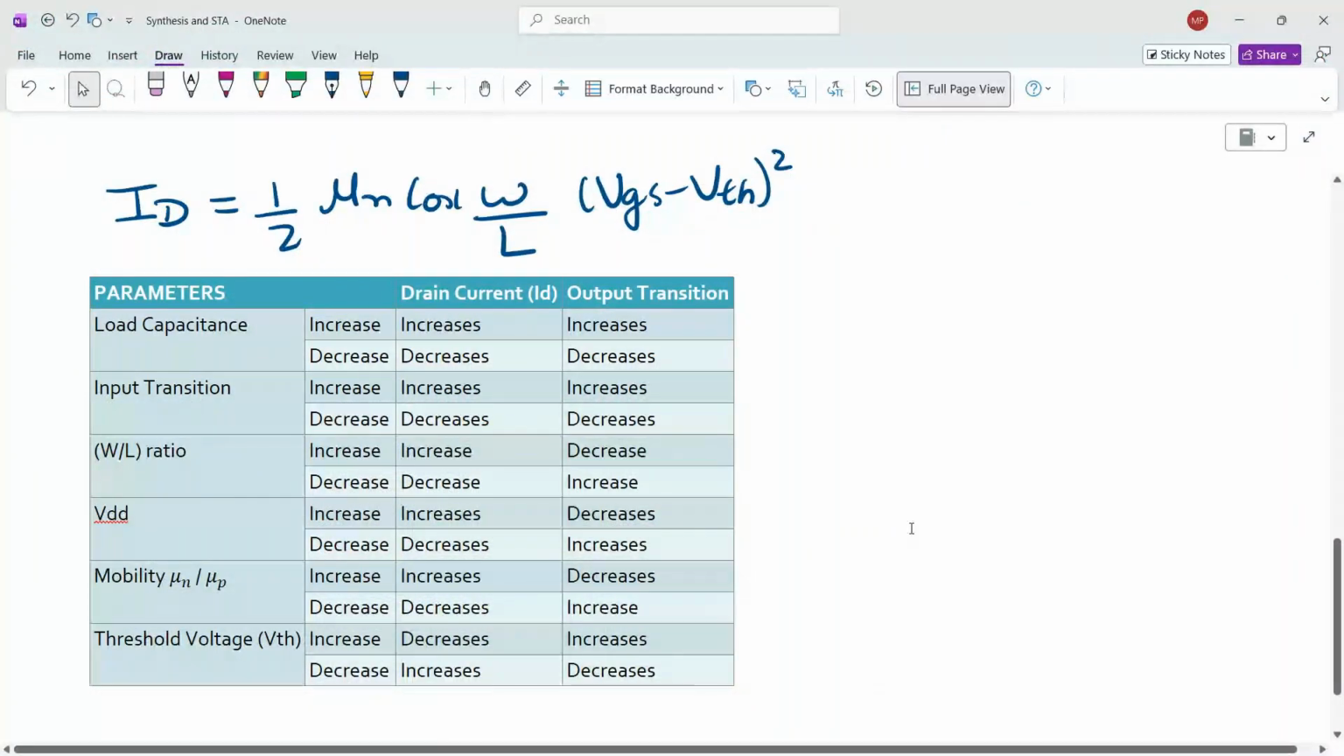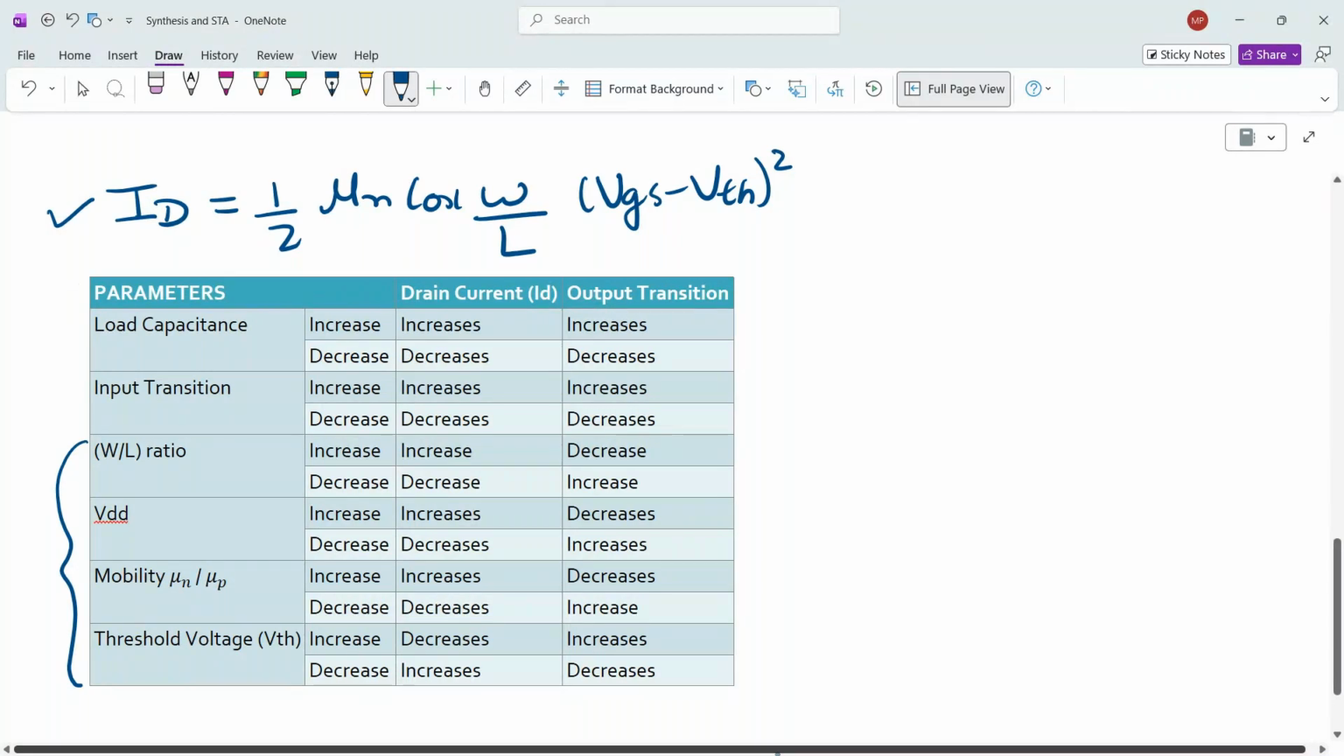So these are the factors that we should know that affect the transition, and transition also affects setup, which we will understand when we are doing the timing reports. These are the factors: load capacitance, input transition, W by L ratio. These 3-4 factors are obviously dependent on the ID equation. You can analyze it. Let's talk about load capacitance.